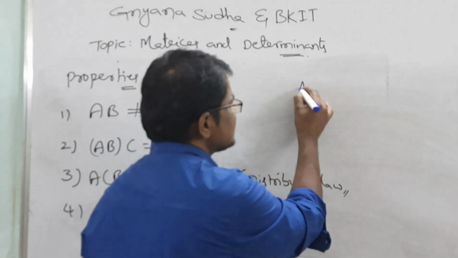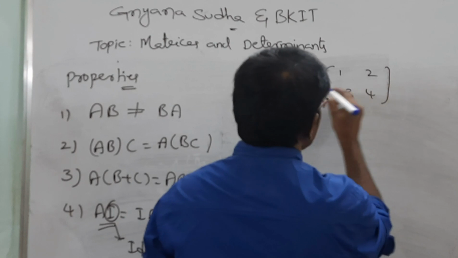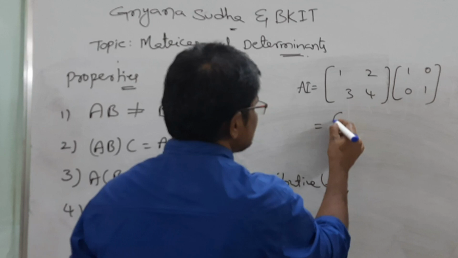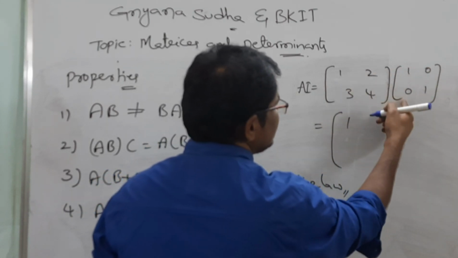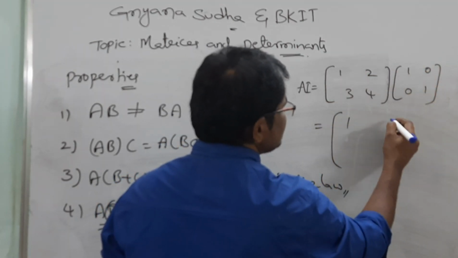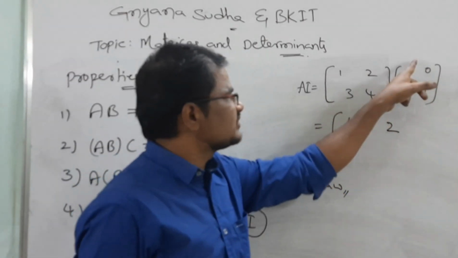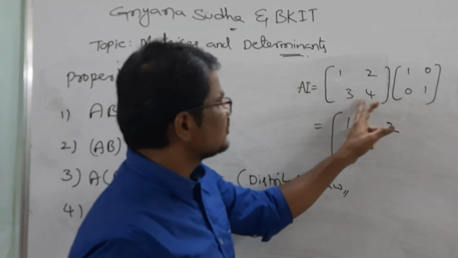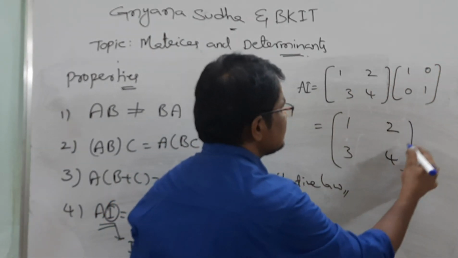Suppose you take one example: A equals 1 2 3 4 and I equals 1 0 0 1. Multiply these two, then what will you get? First row with the first column: 1 into 1 is 1, 2 into 0 is 0. First row with the second column: 1 into 0 is 0, and 2 into 1 is 2. Second row with the first column: 3 into 1 is 3, 4 into 0 is 0. Second row with the second column: 3 into 0 is 0, 4 into 1 is 4. So we get the same A only.